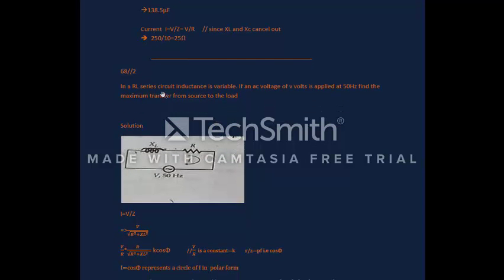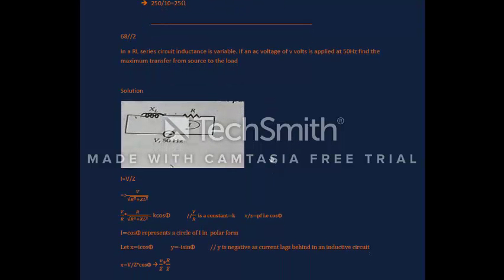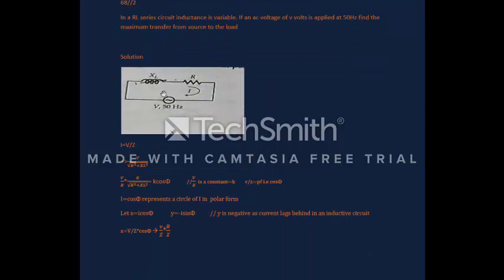Now let's see the next question. The next question says, in an RL series circuit, the inductance is variable. If an AC voltage of V volts at 50 Hz is applied, find the maximum power transfer from source to the load. So this is the circuit, this is the inductor, this is the resistor, and this is the supply.